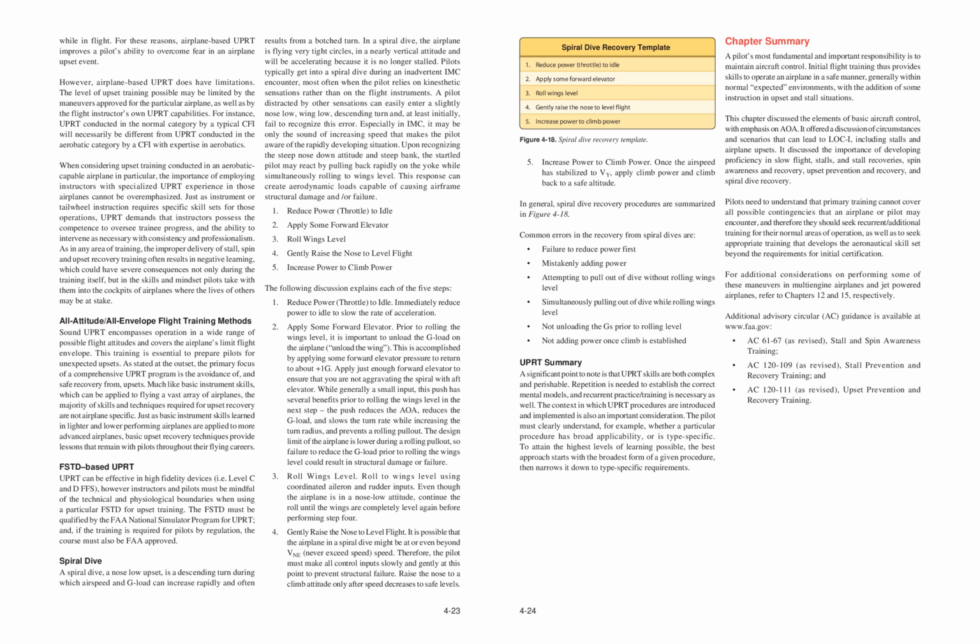Chapter summary: a pilot's most fundamental and important responsibility is to maintain aircraft control. Initial flight training thus provides skills to operate an airplane in a safe manner, generally within normal expected environments, with the addition of some instruction in upset and stall situations. This chapter discussed the elements of basic aircraft control, with emphasis on AOA. It offered a discussion of circumstances and scenarios that can lead to loss of control, including stalls and airplane upsets. It discussed the importance of developing proficiency in slow flight, stalls, and stall recoveries, spin awareness and recovery, upset prevention and recovery, and spiral dive recovery.